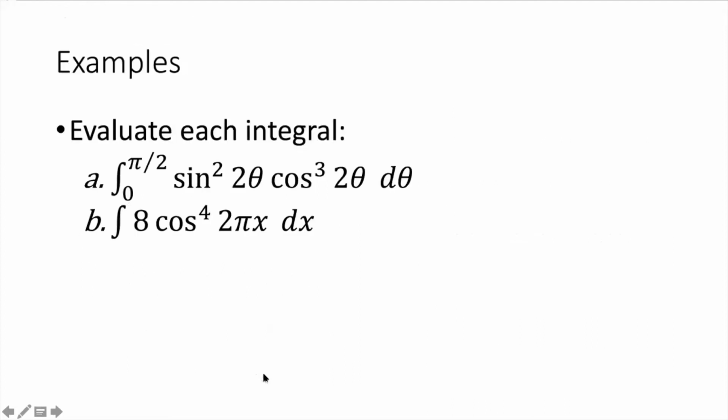All right, so here are the examples I have, just 2 of them for powers of sine and cosine. So let's switch over back to the tablet.